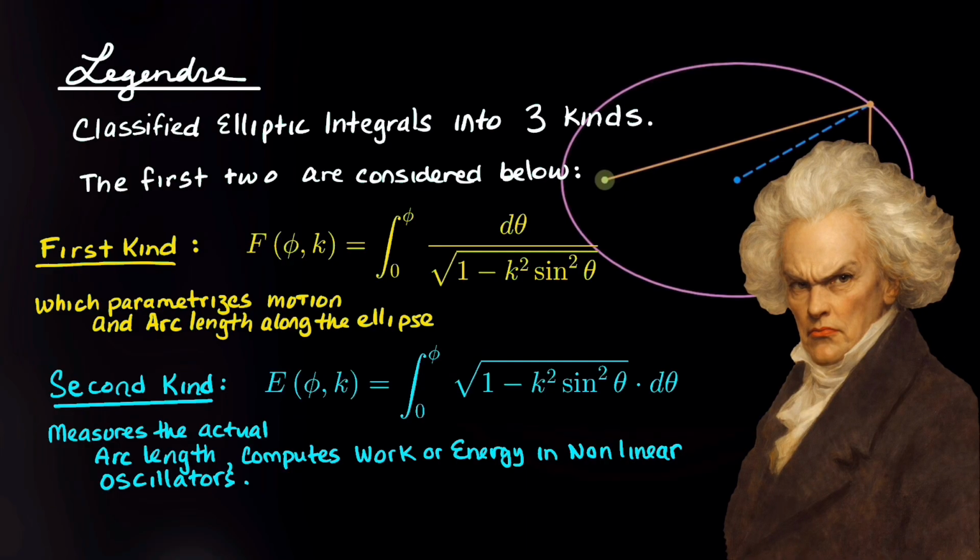Now, it would be Legendre that completed the work of Euler, classifying the elliptical integrals into three kinds, the first of which are considered here. The first kind is an integral involving a square root, and the second kind also an integral involving a square root, but both of which have some parameter k.